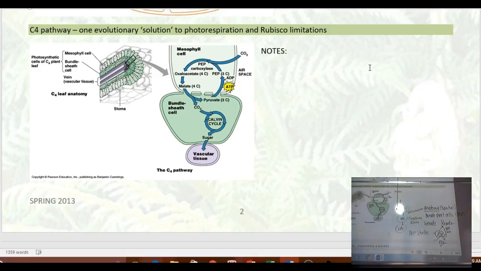And basically we call this a shuttle system. And we call it the PEP shuttle. That transports carbon from the mesophyll cell into the bundle sheath cell, where all the regular stuff for photosynthesis happens without Rubisco going wild on oxygen.